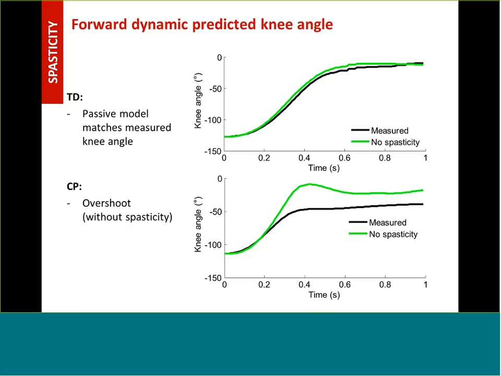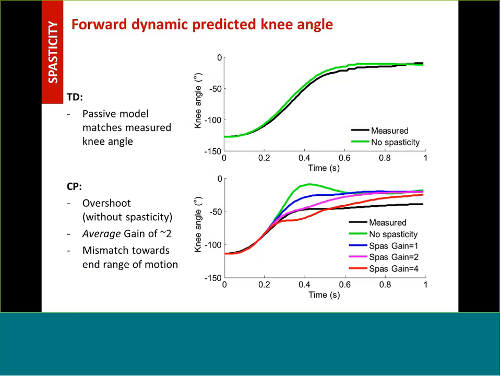Now let's see how this improves the fit of the knee angles averaged over all subjects. Without spasticity, there was a clear overshoot of about 30 degrees. With increasing levels of spasticity, you see that the knee angle decreases. And with gains of 2 and 4, a clear break in the movement is also seen. What you also see is that with an average gain of 2, the first part of the motion is predicted best, so this is in purple, and a gain of 4 in red gives an undershoot and too much of a catch motion.